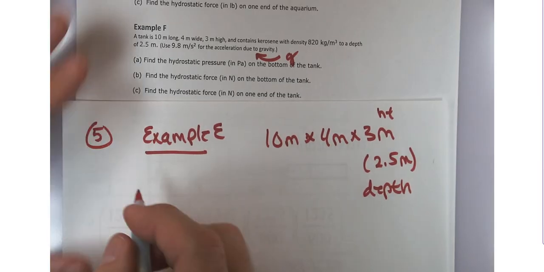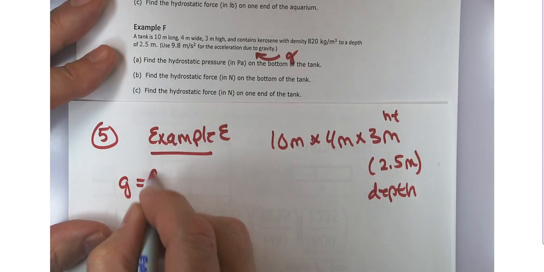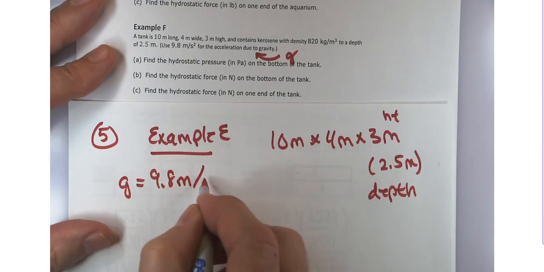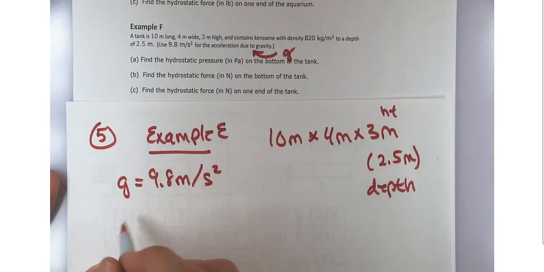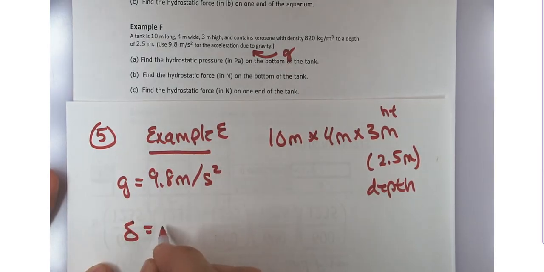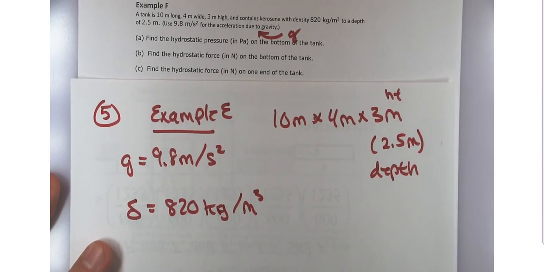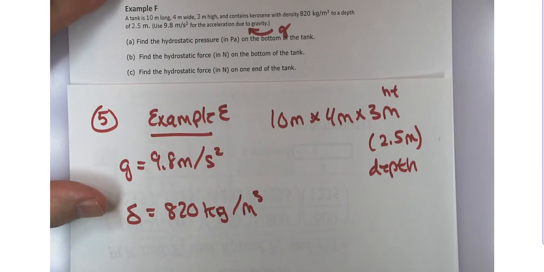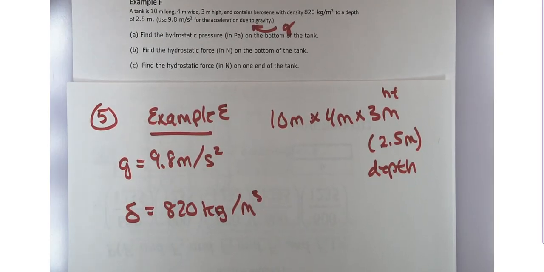Let's write down a couple other important things that we need to know. Gravity is 9.8 meters per second squared. And the density of kerosene is going to be 820 kilograms per meter cubed. Find the hydrostatic pressure in pascals at the bottom of the tank.